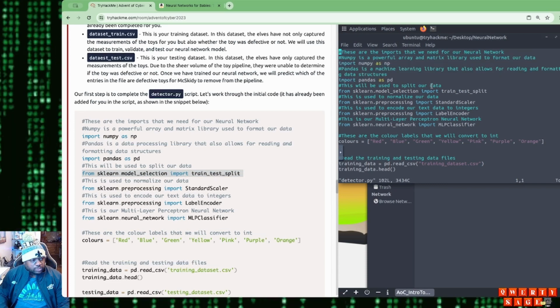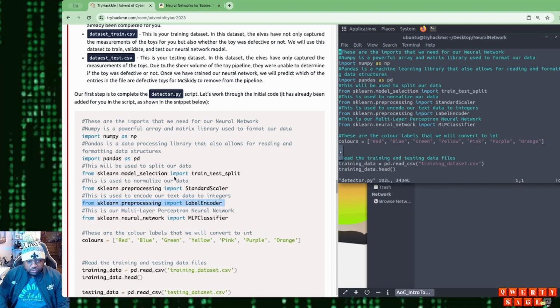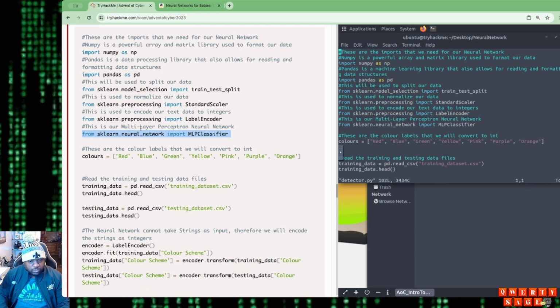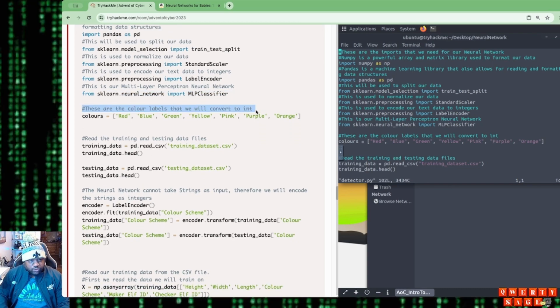So we have a function to split the data. This function encodes the text to integers. Scaler normalizes, encoder encodes the data to integers. MLP classifier. This is our multi-layer perceptron neural network. These are the color labels we will convert to integers. So we have an array.